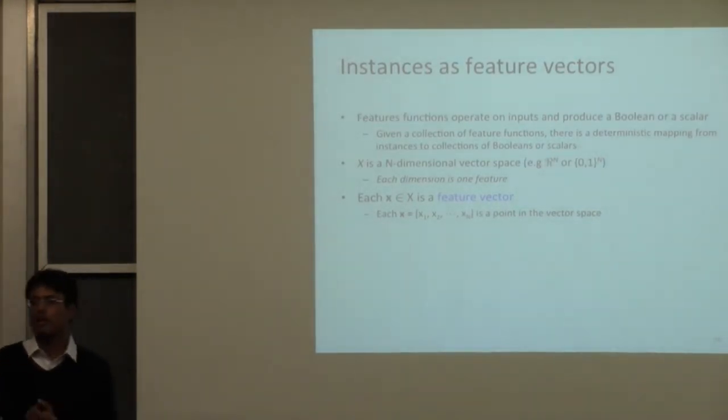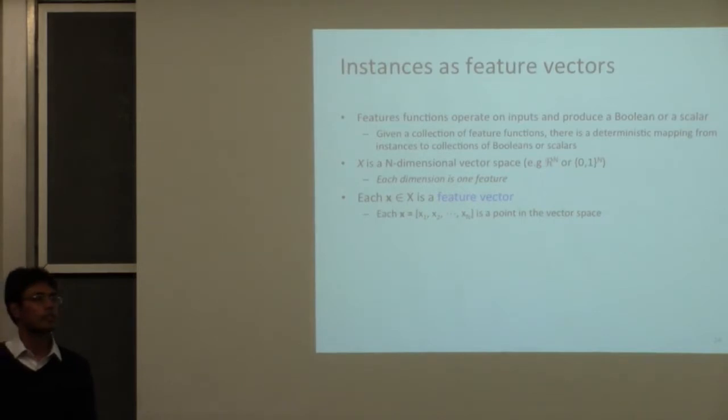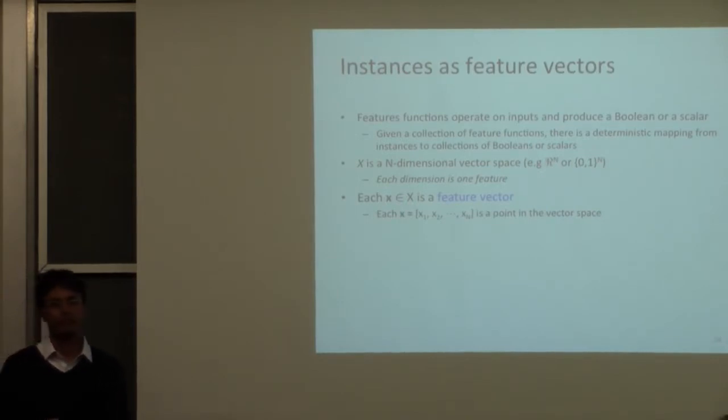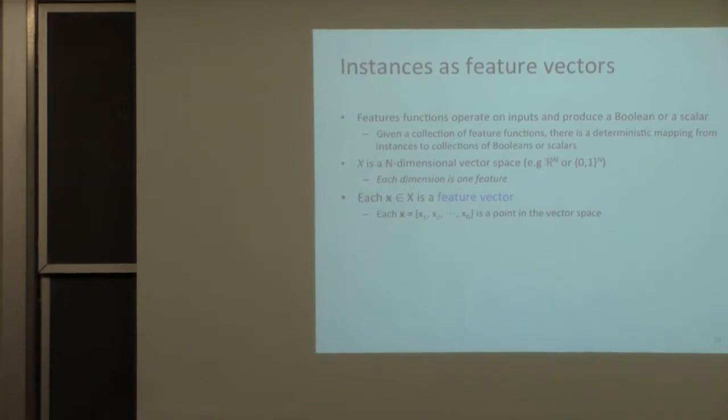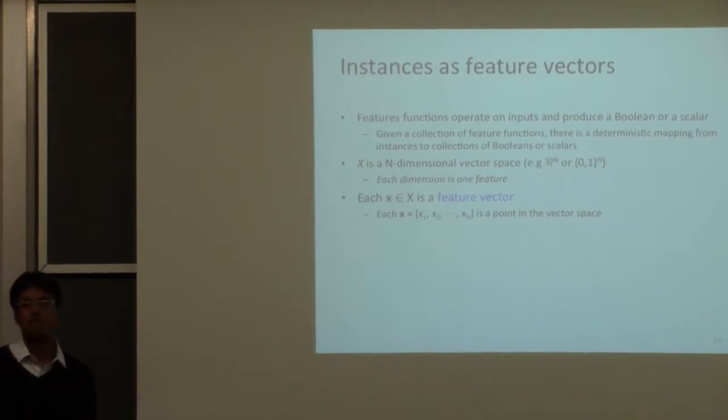If you've ever had the fun experience of playing on Kaggle or any of these things, you typically get feature vectors. They don't tell you what the feature functions are. You get these large lists of numbers, spam or not spam. Another list of numbers, spam or not spam. And that's the interface that most machine learning algorithms operate on.